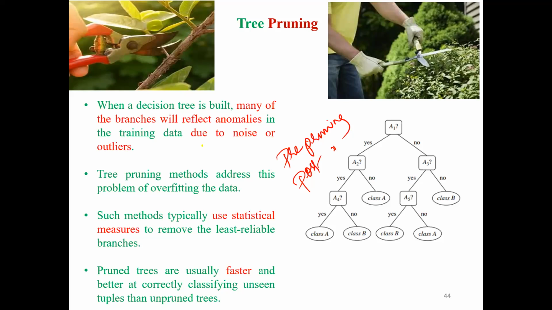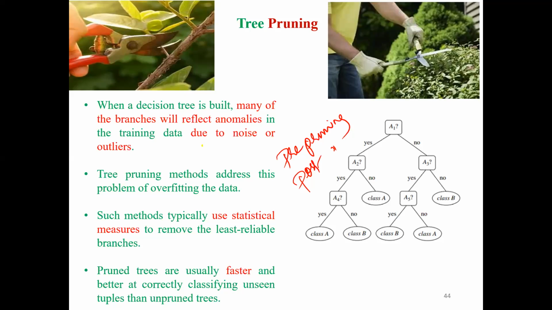So as said by 37, pre-pruning in the sense we are pruning the tree before, that means at the time of construction itself. At the time of construction itself, we are going to remove the unnecessary branches. Whereas post-pruning, we are pruning the tree after constructing it.